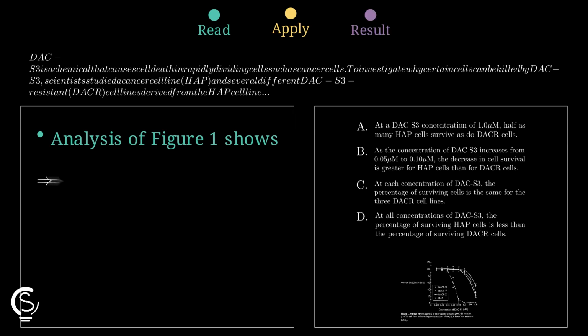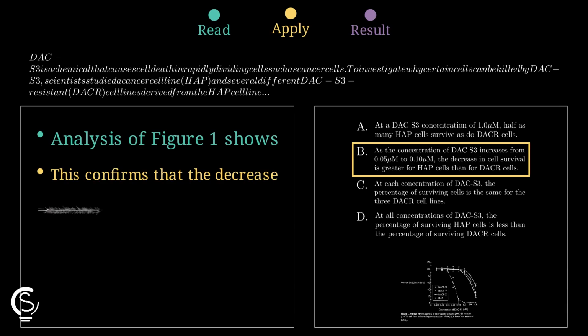The other choice is overreach, because the graph does not show equal DACR survival everywhere, and HAPE is not lower than DACR at every concentration.